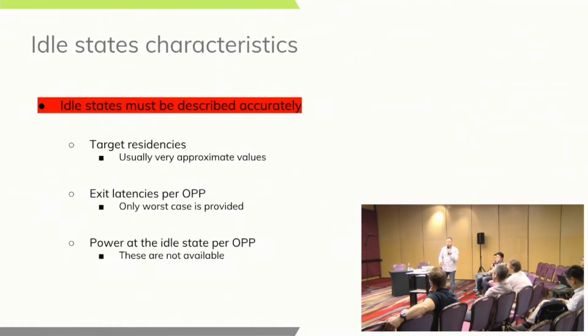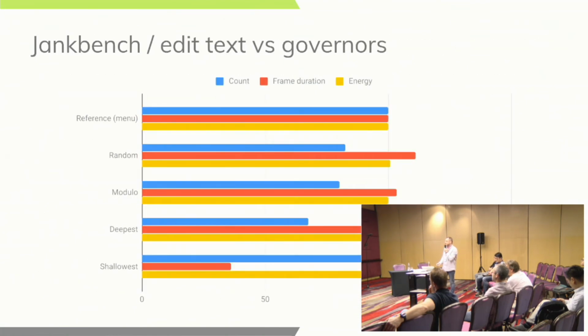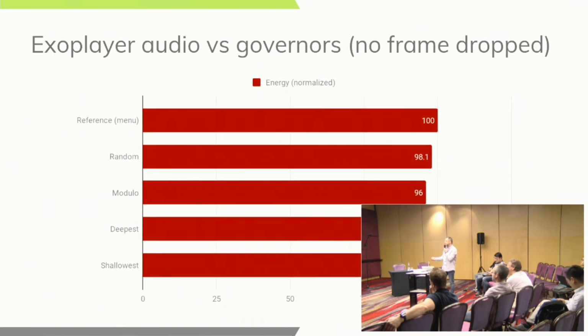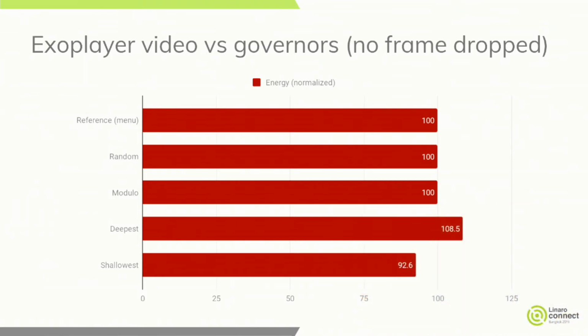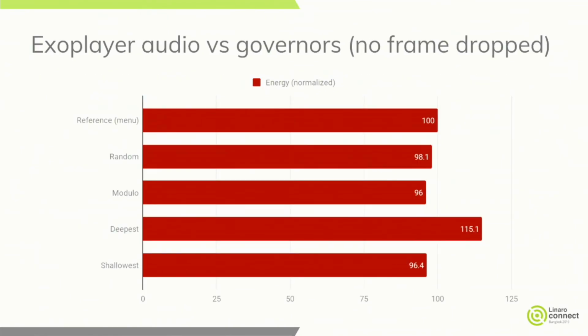So I have another point I would like to discuss. We saw that for audio and video, in the test, for those who were not in the presentation yesterday, in order to compare how the menu governor behaves, I created other governors to compare with, and one of them is the shallowest. This governor just always chooses WFI as the idle state, and we see that for this scenario, audio and video, we consume up to 8% less energy for video, and for audio we also consume less, just doing WFI.